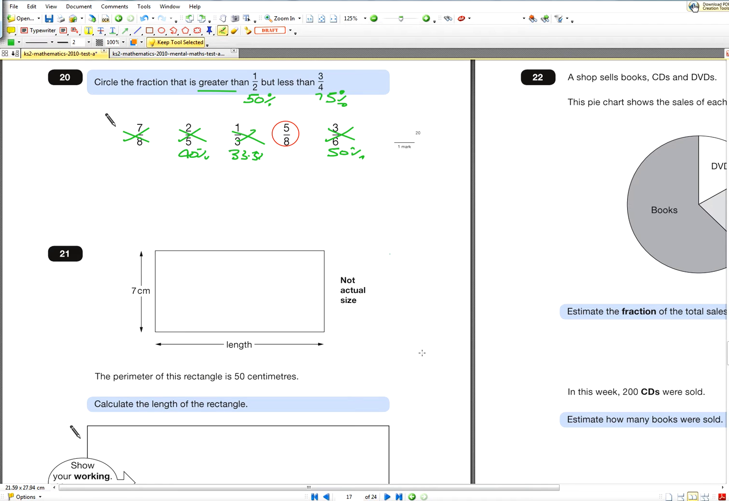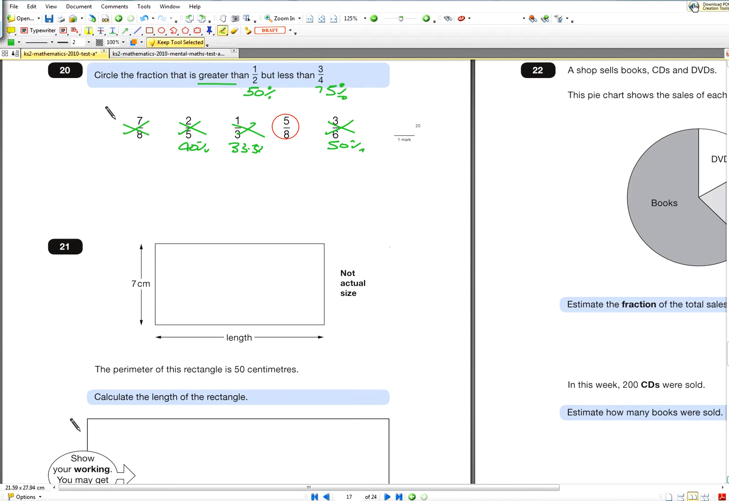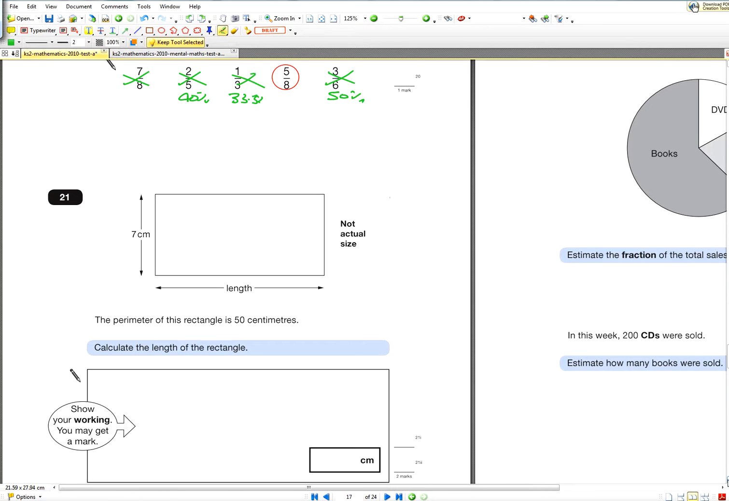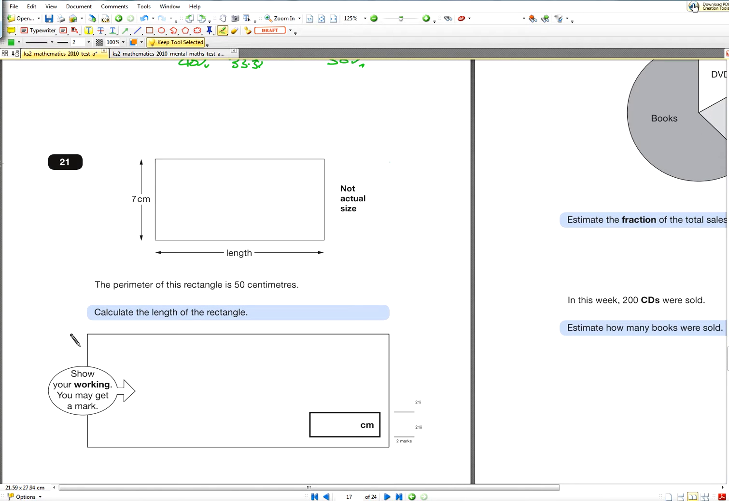Now we've done it. That's the answer. Now, question number 21. Let's go down a bit. The perimeter of this rectangle is 50 centimeters. Now, Nayab, when they say perimeter, what are they talking about? What does it mean to you? It means the length all around the shape.